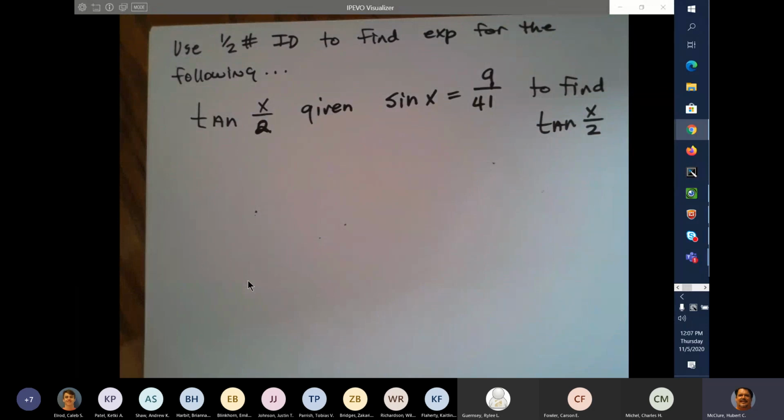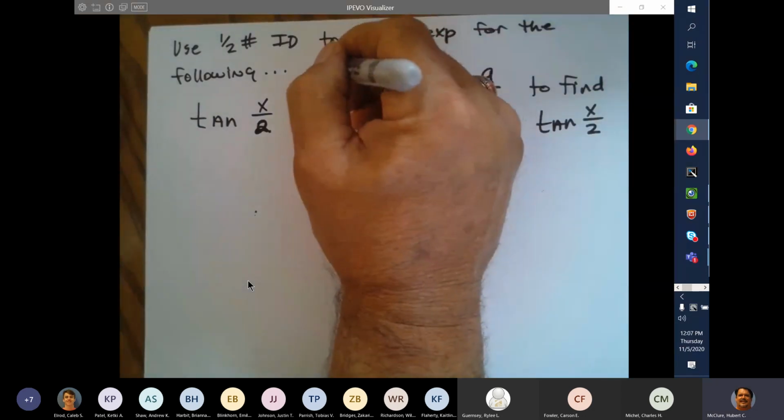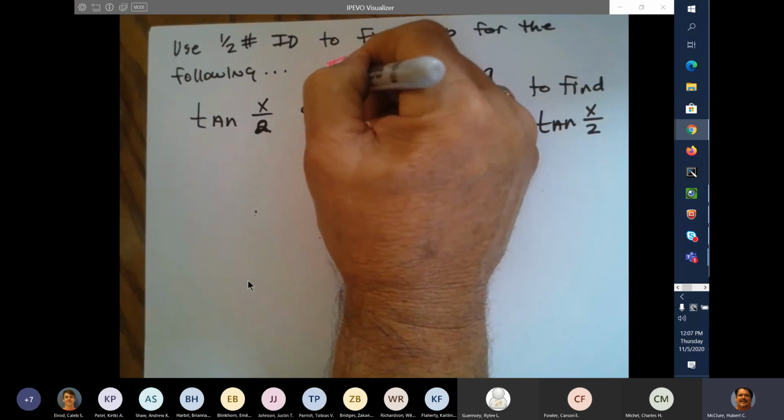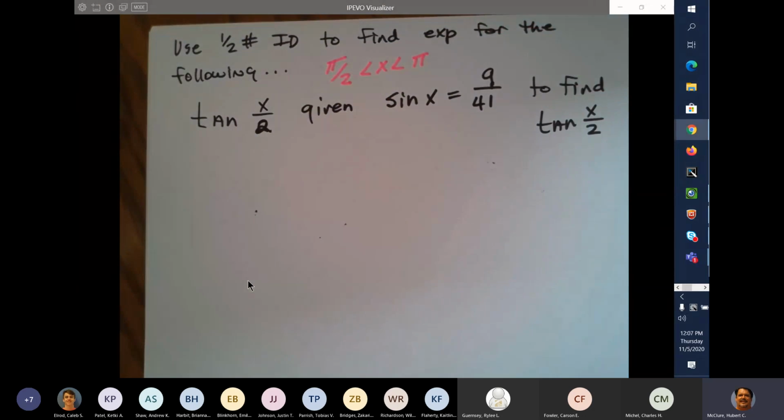All right, so write that down. And they also tell you, I'm going to write this down in pink, that x is between pi over 2 and pi, and that's important. Okay, so write that down. They want you to find tangent of x over 2, given that the sine of x is equal to 9 over 41.